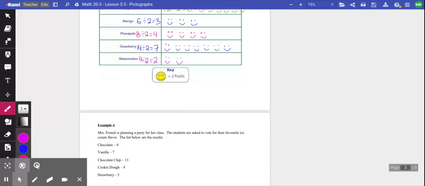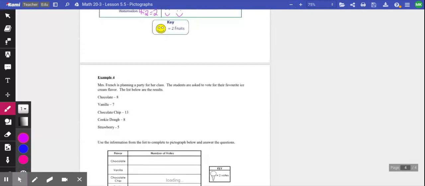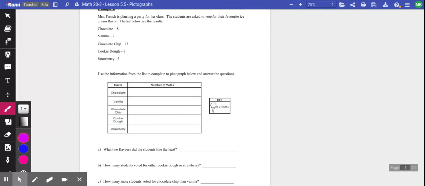All right. Let's go down here to our last example. Example 4, we have Miss French is planning a party for her class. The students have asked to vote for their favorite ice cream, and she got her survey below.